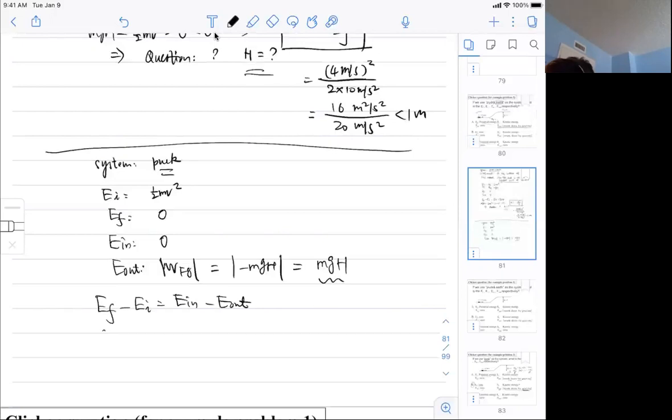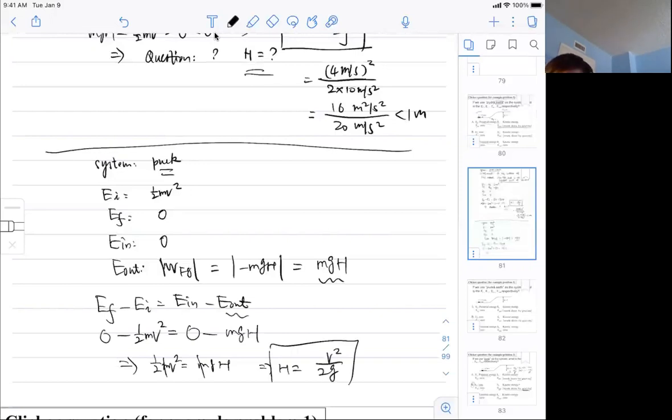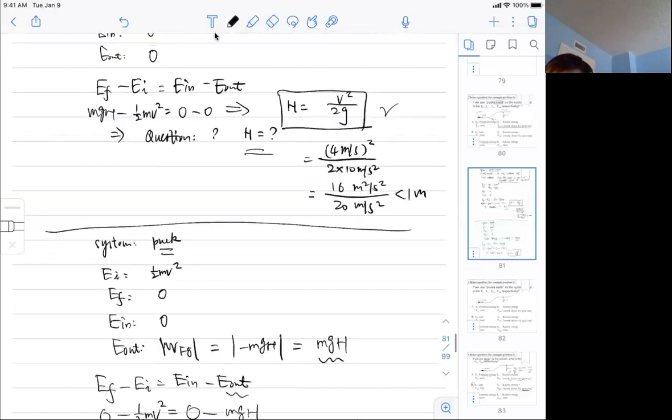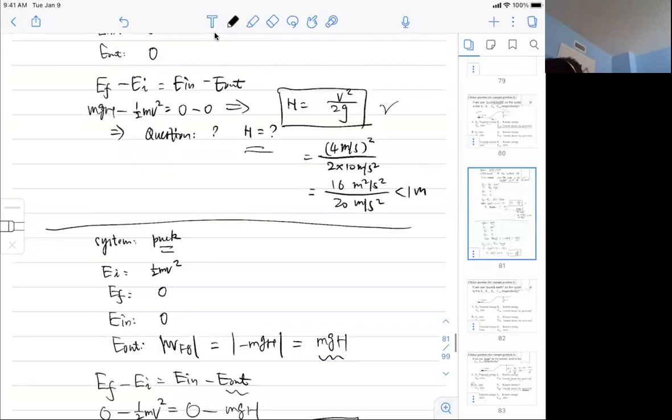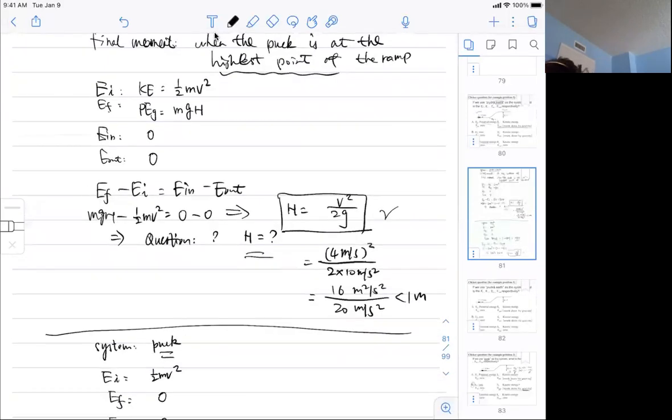So let's put everything together to see if we get the same result. The final is 0, initial is 1/2 mv squared, input is 0, and the output is mgh. Okay, so you get the same result, right? 1/2 mv squared equals mgh, and h is v squared over 2g, just like what we got here, right? So these 2 different methods are a different choice of your system. The system is totally up to you whether you want to include the Earth or not.